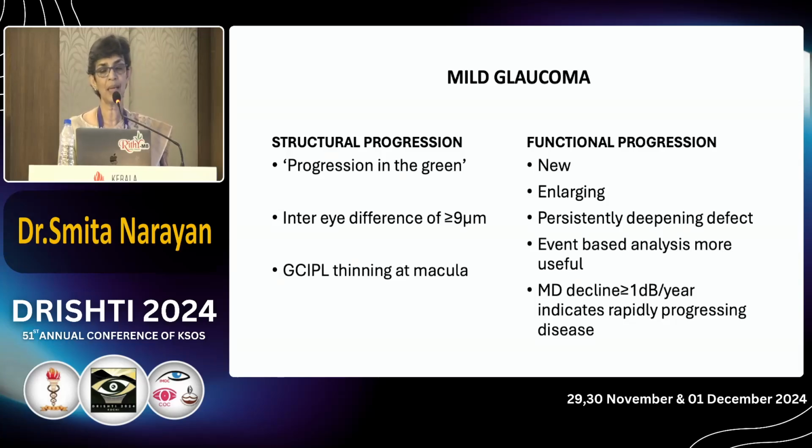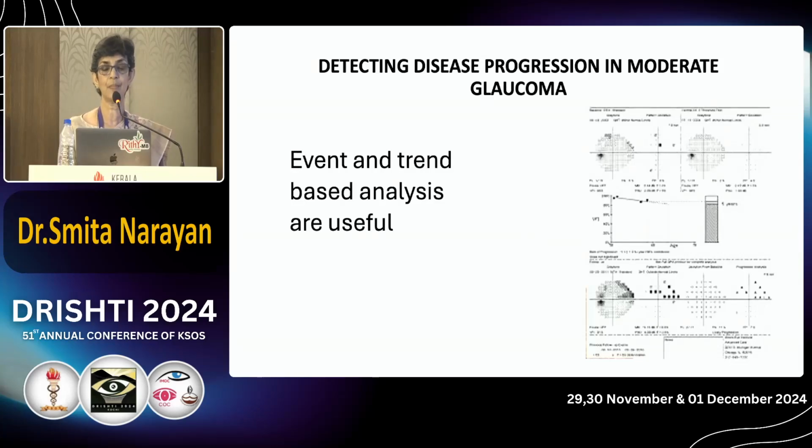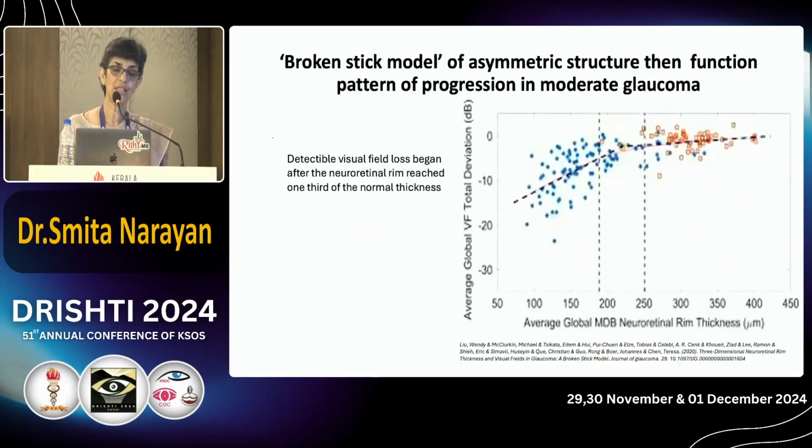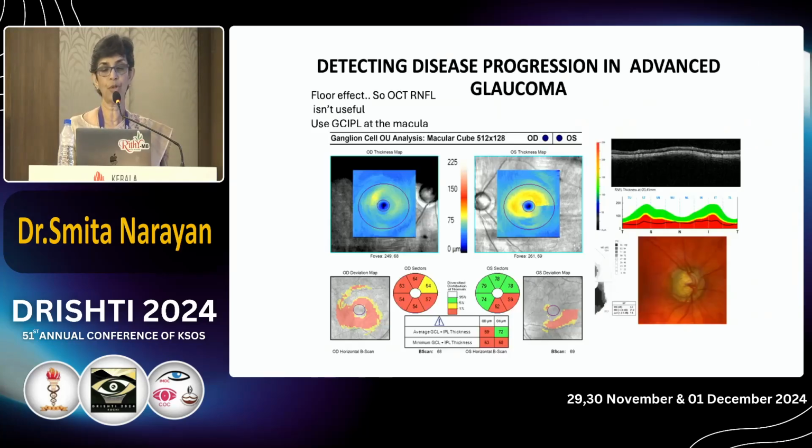Functional progression in mild glaucoma can be from new, enlarging and persistently deepening defects. In moderate glaucoma, we can use event and trend-based analysis, but in early moderate glaucoma, the neuroretinal rim thickness has to become significantly lesser before a visual field change is detected. And then there is a tipping point, which is actually 1/3 of the normal thickness, when the visual field changes become very apparent and rapidly progress. So this is called the broken stick model of asymmetric progression of moderate glaucoma.